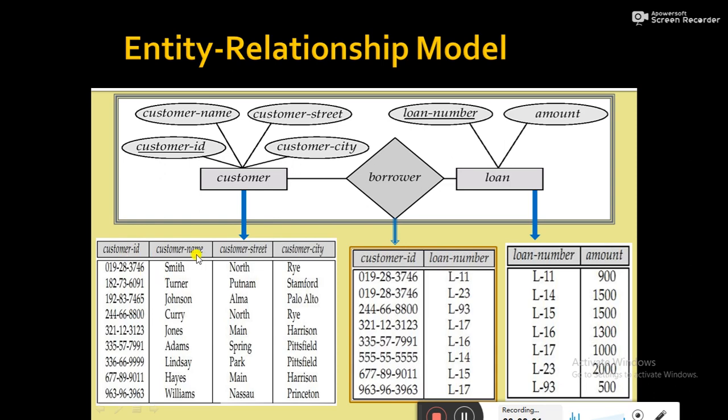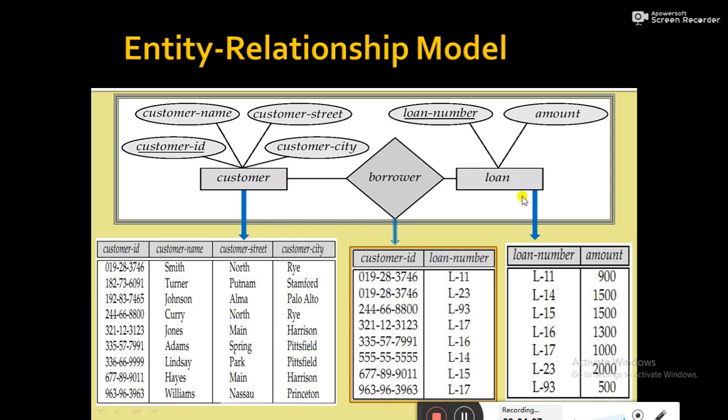Each column represents an attribute. So we have to convert the entity set customer in the ER model into the relational model. The customer entity set should be converted to a table or relation. So this is the customer table and the name of this table is customer. Customer ID, customer name, customer street and customer city are the columns. That means each column represents the property, or attribute, of the customer. And these are the data set. This is for your better understanding. So this is the customer record.